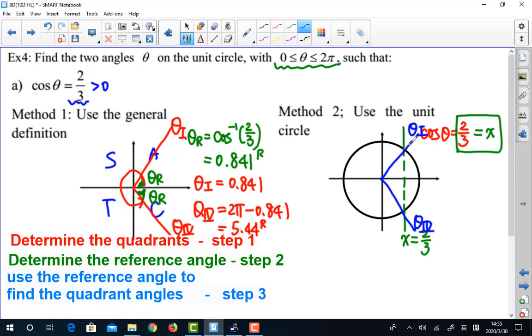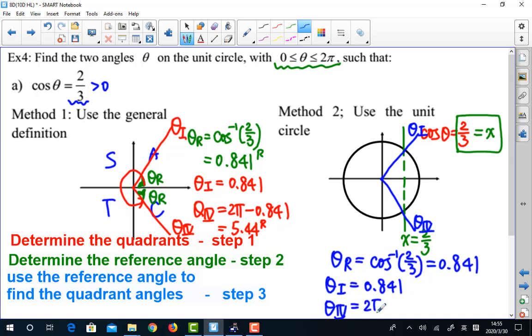After you know this angle can terminate in the first quadrant and the fourth quadrant, when you want to find these two rotation angles, we still apply step 2 and step 3 from method 1 in method 2 to find the angle solutions. So we still need reference angle equals cosine inverse 2/3. The reference angle is 0.841. So the first quadrant angle is the same as the reference angle. The fourth quadrant angle equals 2 pi minus the reference angle, which is 5.44 radians.